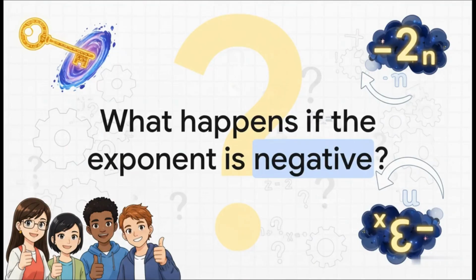So look, you've completely mastered positive exponents. You know what they mean, and you know how to solve them. Which leaves us with just one really interesting question to think about. What on earth happens if that little number up top is negative? What kind of instruction could that possibly be?